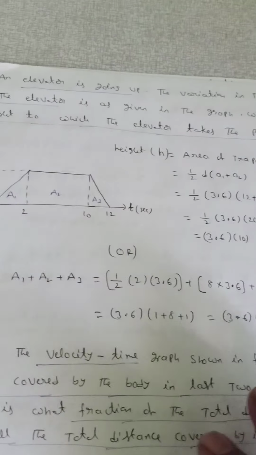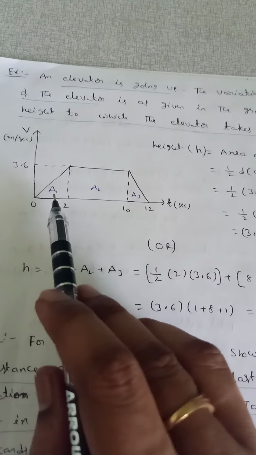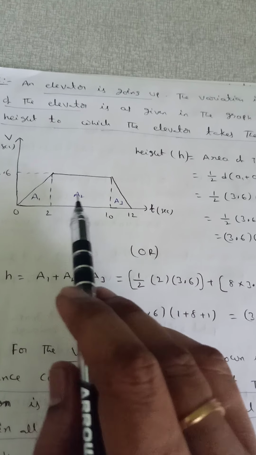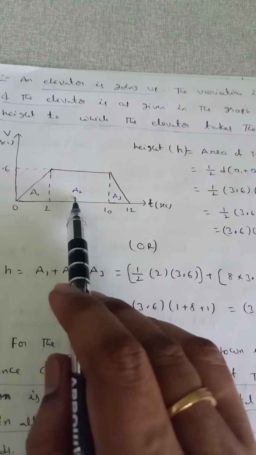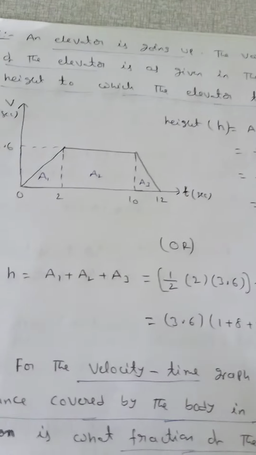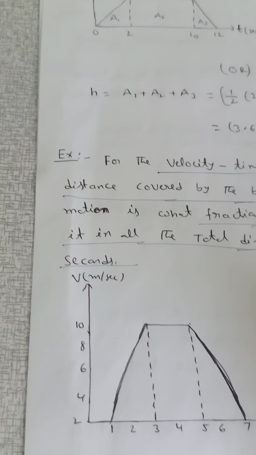Suppose this formula is unknown. In the indirect method, the trapezium is converted to 3 areas. a1 is the area of the triangle, a2 is the area of the rectangle, a3 is the area of the triangle. This is the other method.